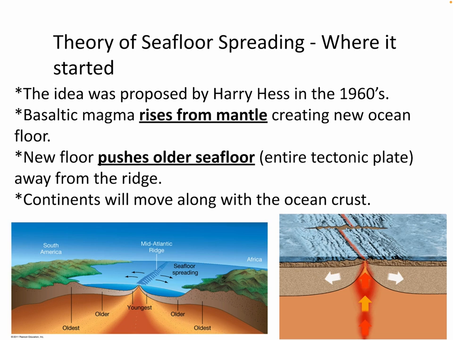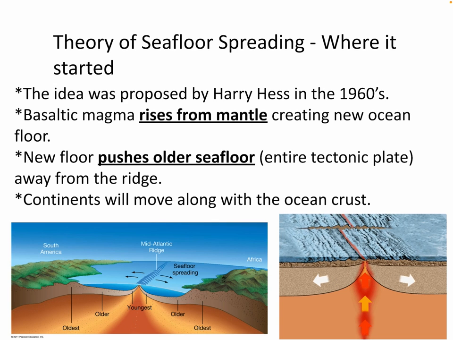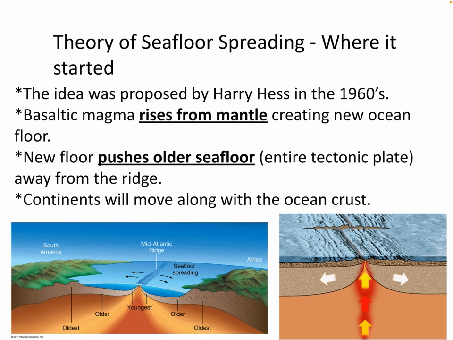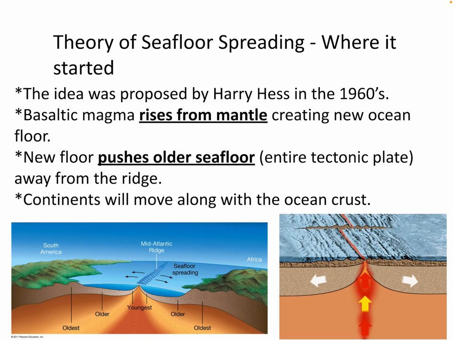As that magma comes up, you see in the picture on the right-hand side of my screen, it pushes the rock to the side. As new magma comes up, the old rock gets pushed to the sides, and the continents move along with the ocean floor. You see in the picture how the ocean floor separates and the continents are just going along for the ride, kind of like when you put food on a conveyor belt at the store, the food goes along for the ride. Well, the ocean floor takes the continents for a ride and pushes them apart.